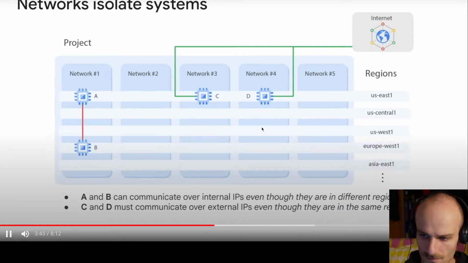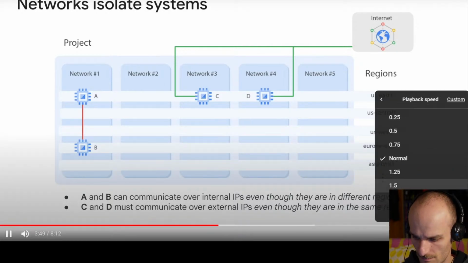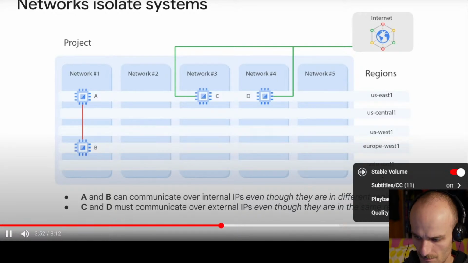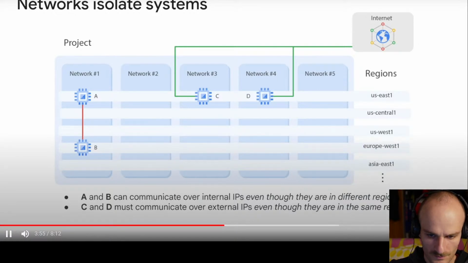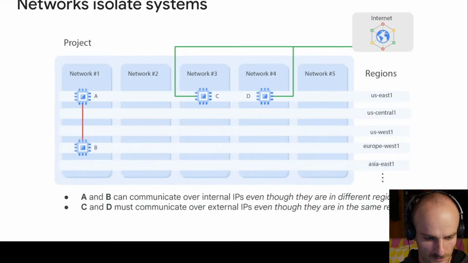The networks span multiple regions across the world, as you can see on the right. Each network contains separate virtual machines, A, B, C, and D. Because VMs A and B are in the same network, network 1, they can communicate using their internal IP addresses, even though they're in different regions. Essentially, your virtual machines, even if they exist in different locations across the world, can take advantage of Google's global fiber network. VMs C and D, however, are not in the same network.